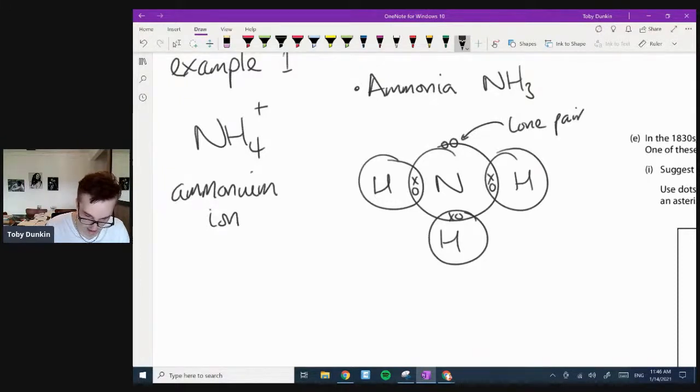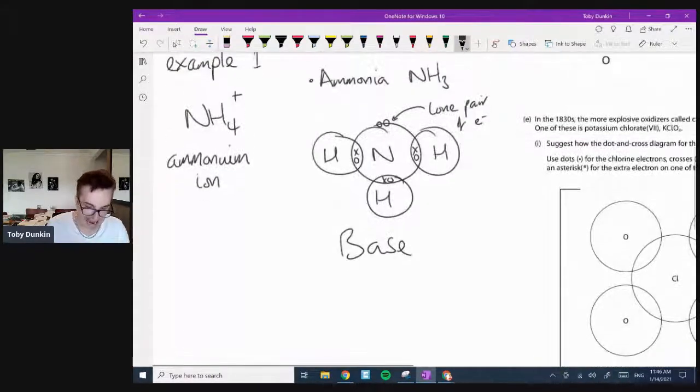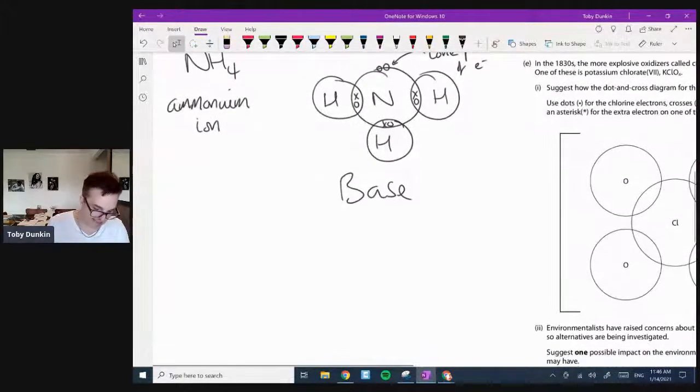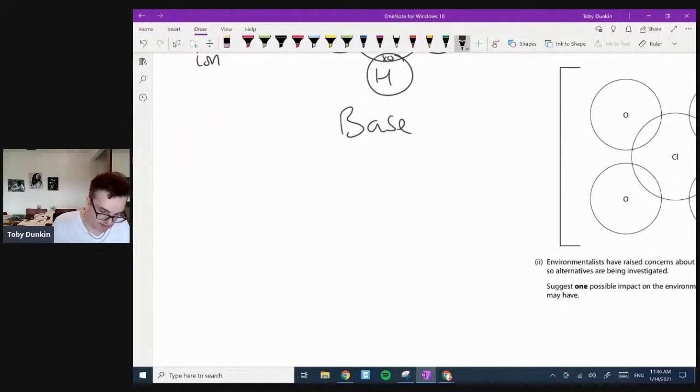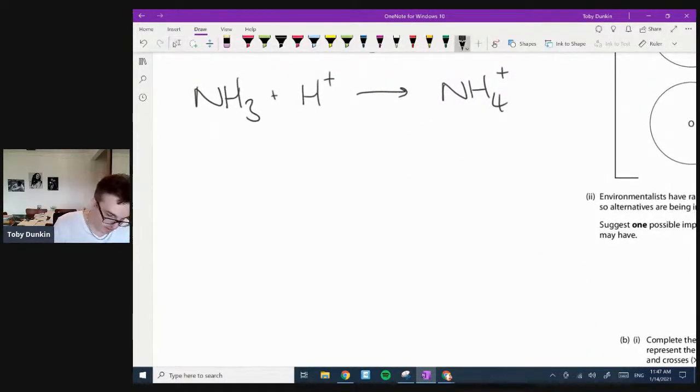A lone pair of electrons. Now what we know is that ammonia is a base, which means it can react with acids, and we know that acids are H+. So if we now write the equation of ammonia reacting with H+, what forms is ammonium. What we need to do now is show what's going on here. So here's the picture. The nitrogen is doing something rather funky.